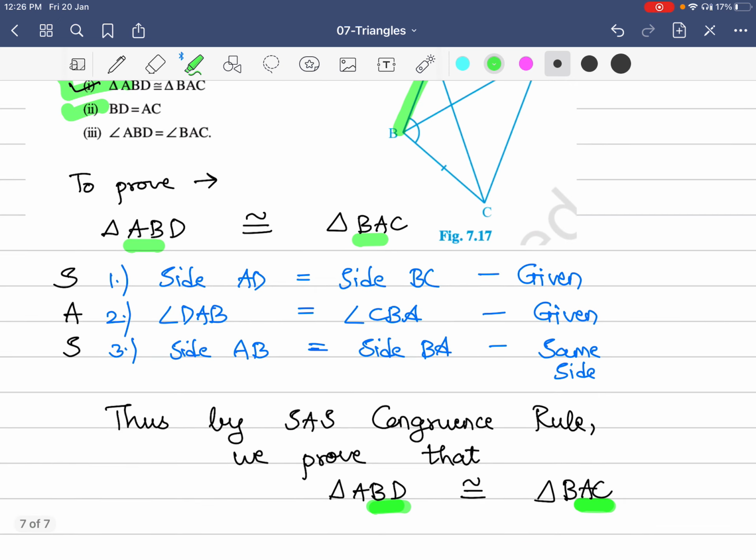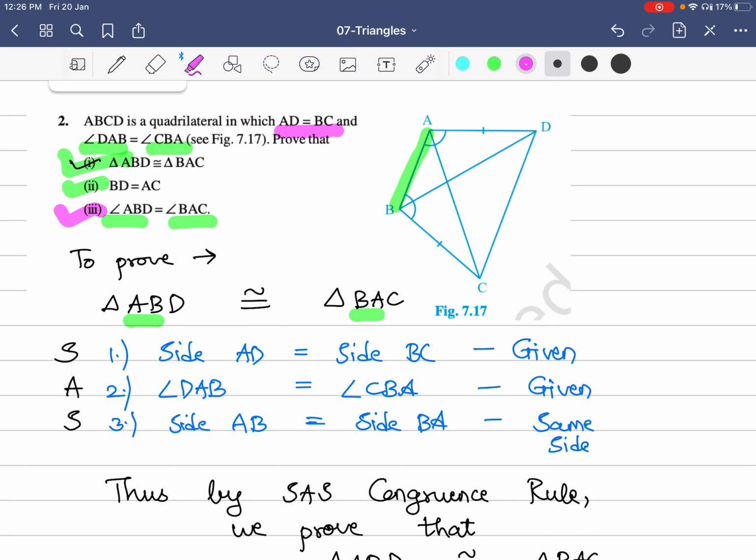Now third part, angle ABD is equal to angle BAC. Once again, it's the same order in which the triangles are congruent. Let me just erase this. As you can see, ABD and BAC. Once we prove that the triangles are congruent, the rest of the part is quite simple and straightforward. Angle ABD is obviously equal to angle BAC because the two triangles are congruent to each other. So the third part is also proved. Thus, we have proven all the three things that were asked in problem number 2.